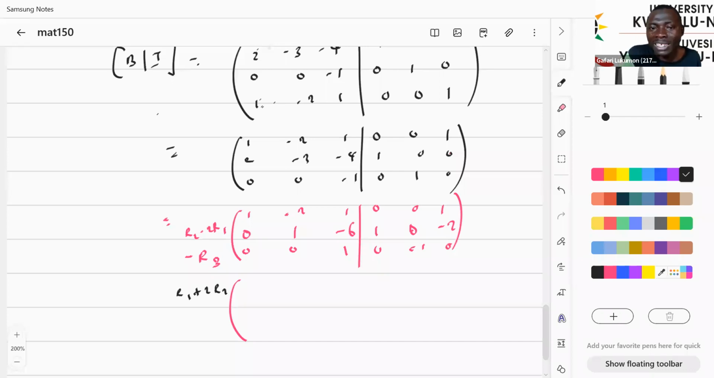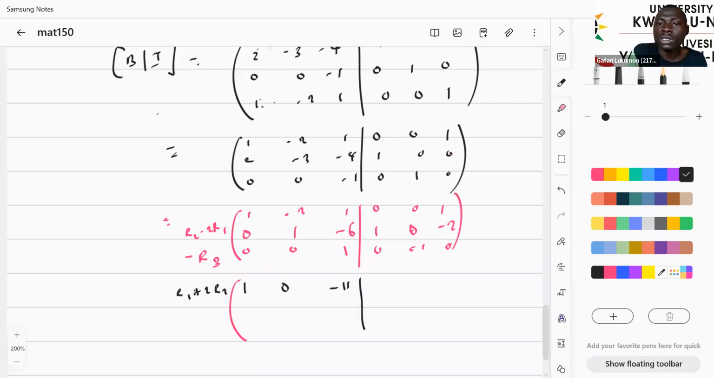Okay, now let us apply the rule. 1 plus 2 times 0. 2 times 0 is 0. 1 plus 0 will give me 1. Minus 2 plus 2 times 1. Minus 2 plus 2 will give me 0. Then 1 plus 2 times minus 6. That is 12, right? That is 1 minus 12. That will give me minus 11. I hope you understand now.